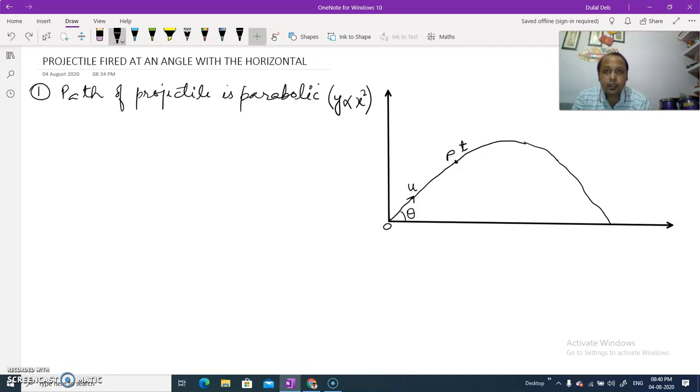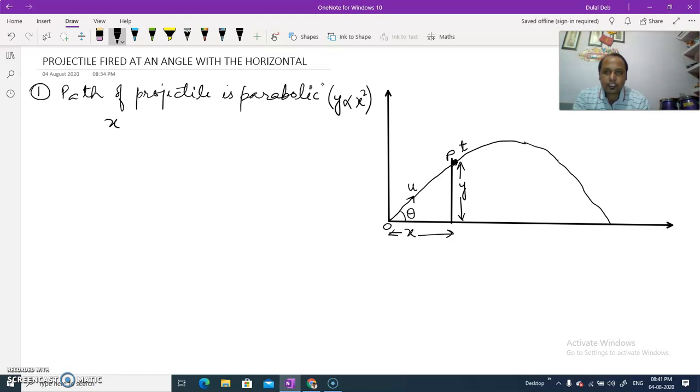Let us take the line in a very proper manner. The line starts from here. So this distance is x. That means to reach point P, the projectile has moved a distance x in the horizontal direction and a distance y in the vertical direction. Now let us find the values of this y and x.